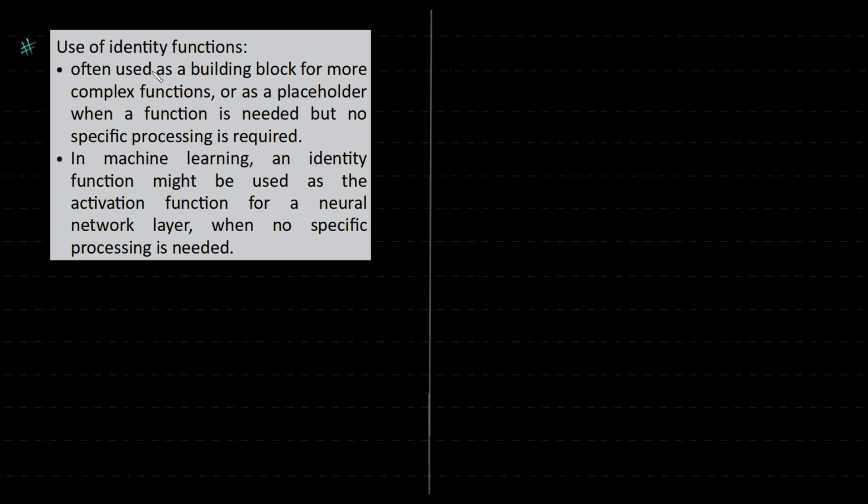The use of this identity function. So this is not in a book, just for curiosity's sake, I kind of put it across. Often used as a building block for more complex functions or a placeholder, right? It's like, as of now, let us not do anything. Let me build this concept, right? And you basically build the basic structure. Like here, this should be there, here, this should be there, here, this should be there. And you start building the complexity as and when you finish the previous one.